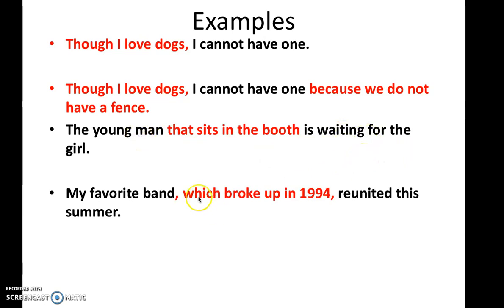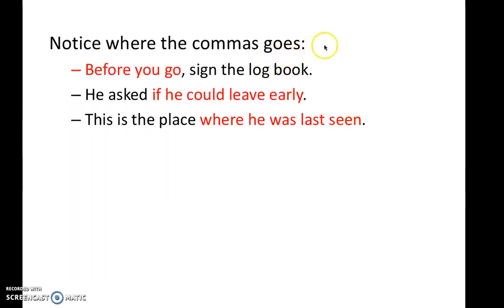My favorite band, which broke up in 1984, reunited this summer. Broke up. What's the subject? Which. A relative pronoun can be the subject of a verb. And notice where the comma goes. There's a comma here. There's not a comma here. There's not a comma here.